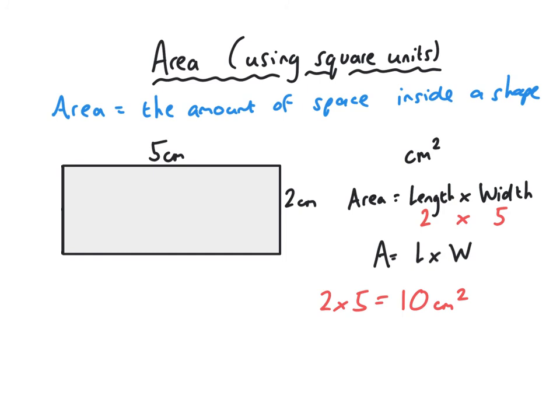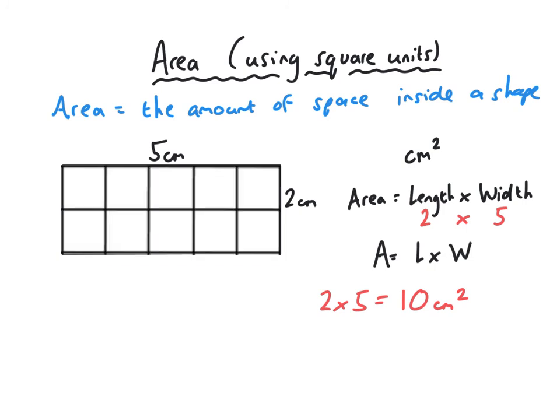And if we add in our square centimetres, that will make more sense to help you see what I mean. So I've added in my square centimetres now, and you can see that it's 5 centimetres across and 2 centimetres down, which means we can fit 10 square centimetres inside this rectangle. And that's the area of it. The amount of space inside this shape is 10 square centimetres.